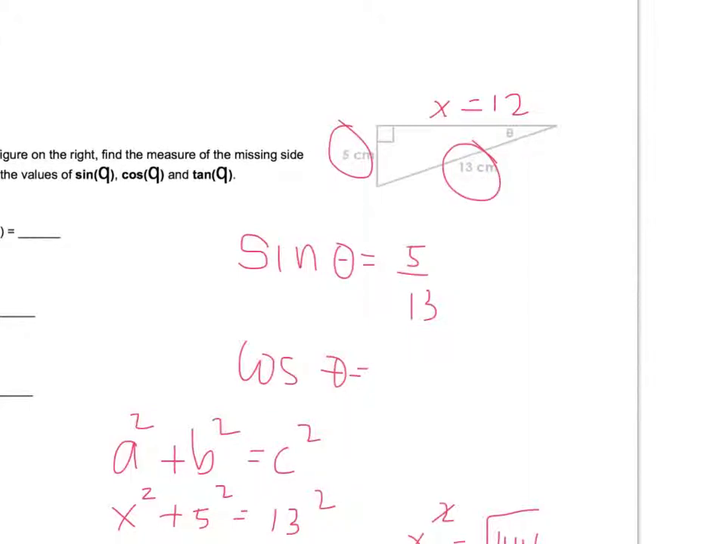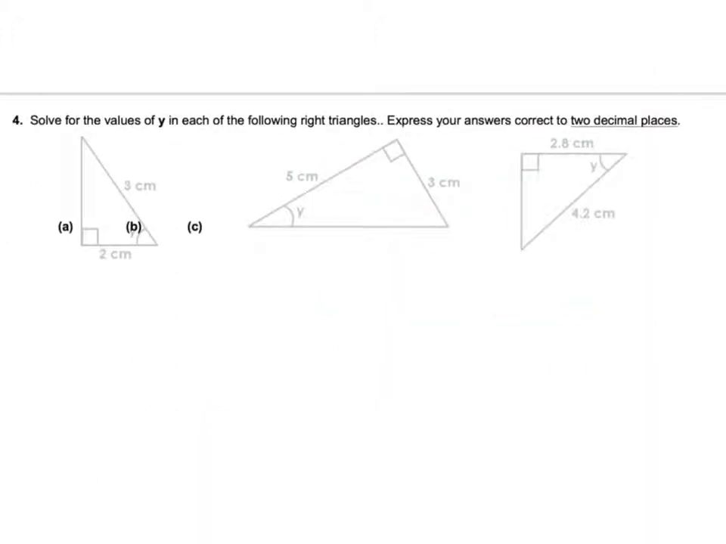It's adjacent. So 12, the adjacent, over 13, the hypotenuse. And finally, finding tangent theta would be 5 over 12. Okay? So that's it.